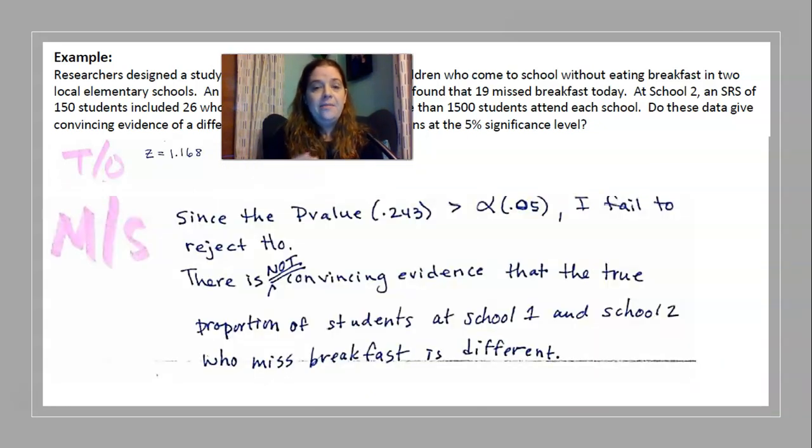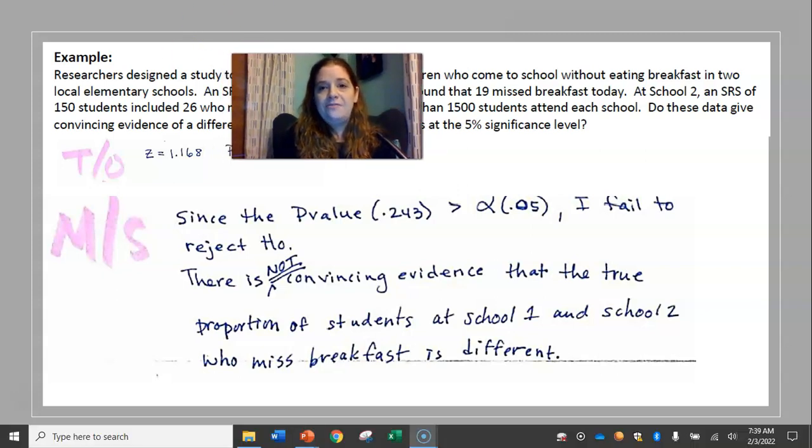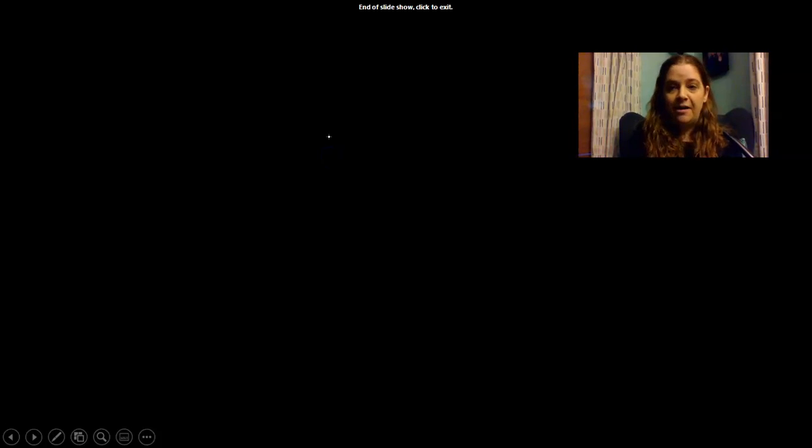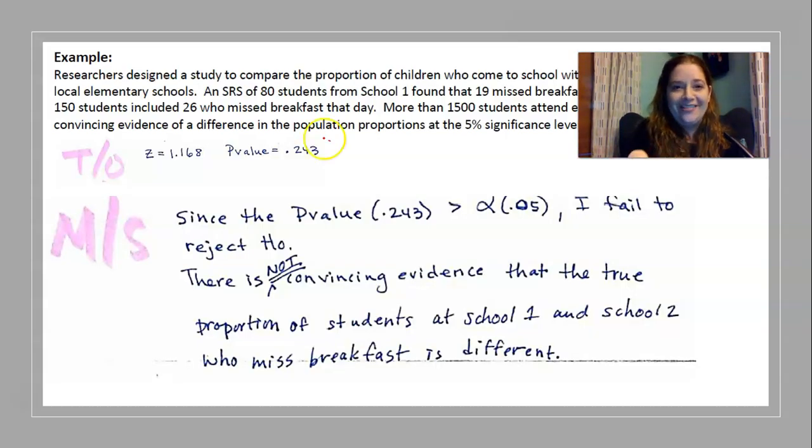Now I'm ready to make a decision. It says we're at the 5% significance level here. The p-value is definitely bigger than alpha at 5%. A lot of times on the AP exam, if they don't give you an alpha level, it's because the probability is enormous compared to whatever a reasonable alpha would be.